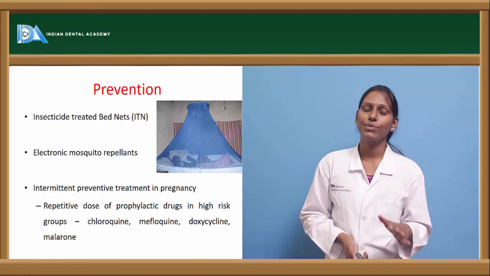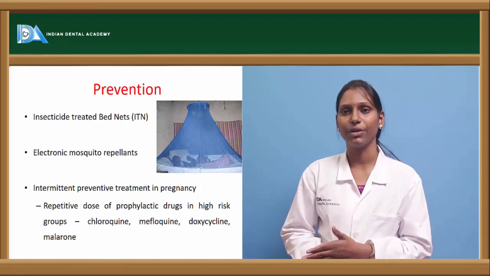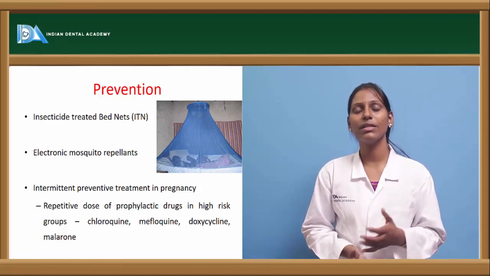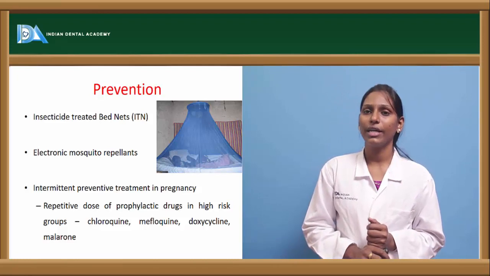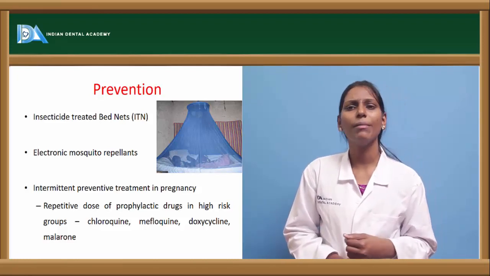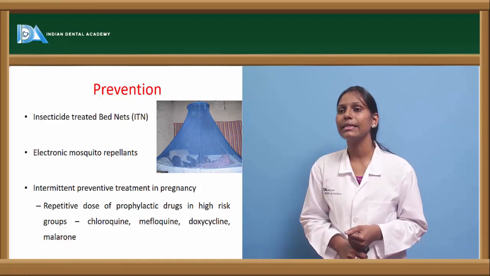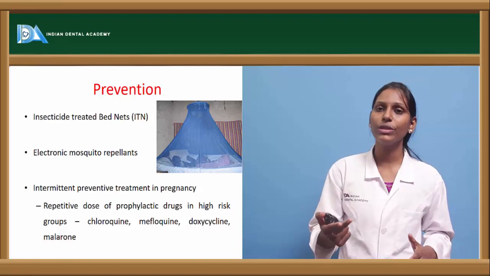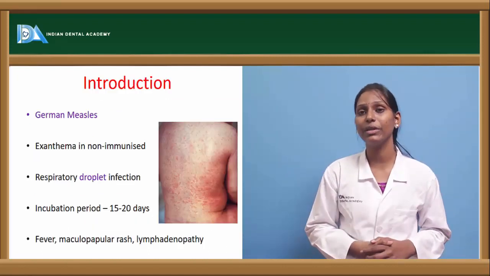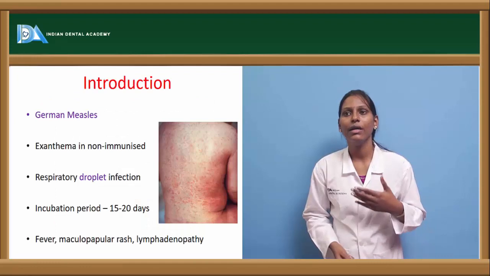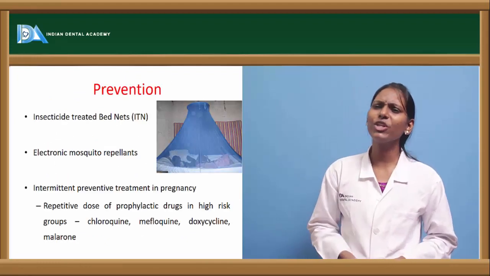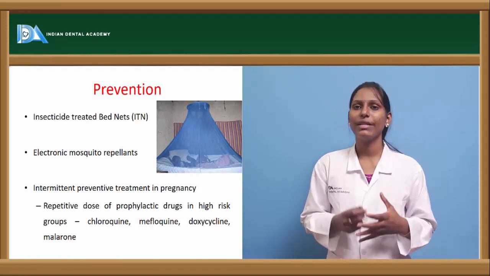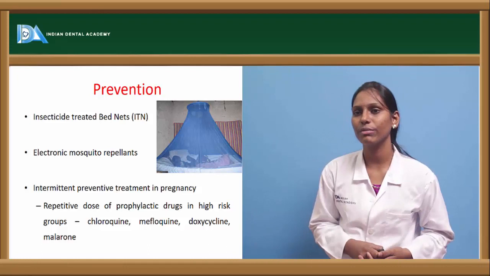However, whatever the management may be, prevention is always better than cure. So, what are the preventive measures? WHO has given certain preventive measures that can be helpful in clearing malaria. The most commonly used preventive measure is insecticide treated bed nets. Many studies have shown that these insecticide treated bed nets are helpful in preventing malaria. Electronic mosquito repellents are also commonly used, but there is not much evidence showing their efficacy.